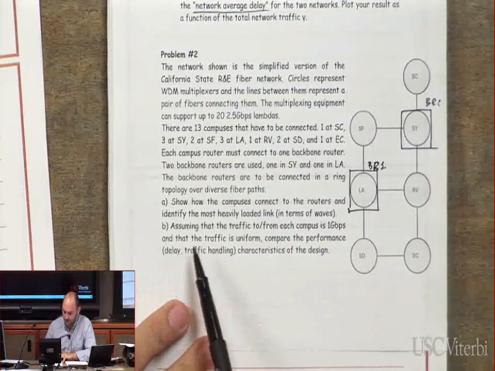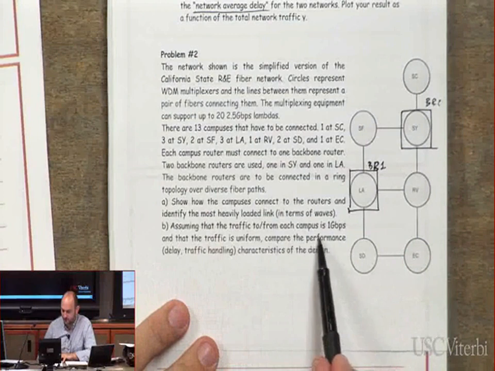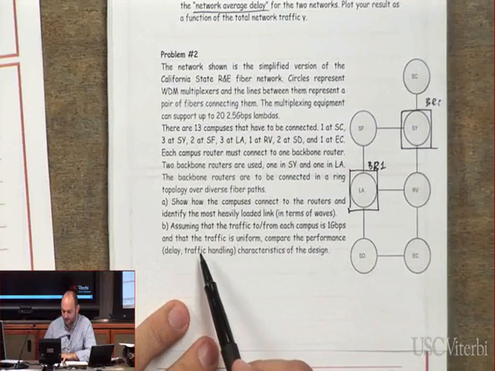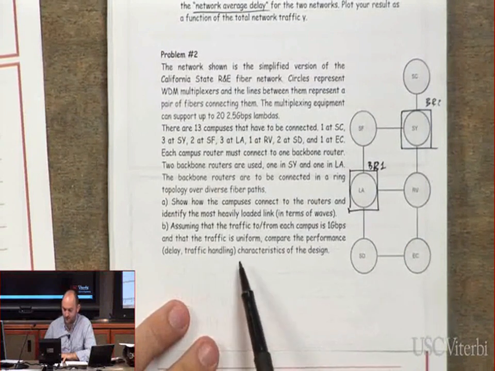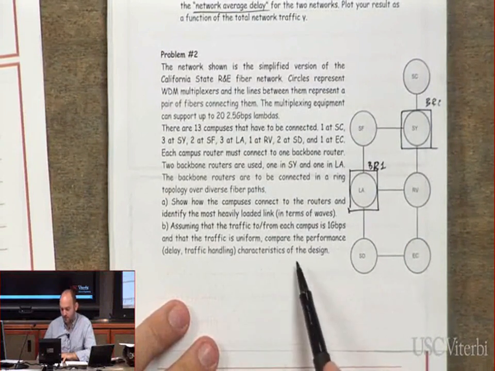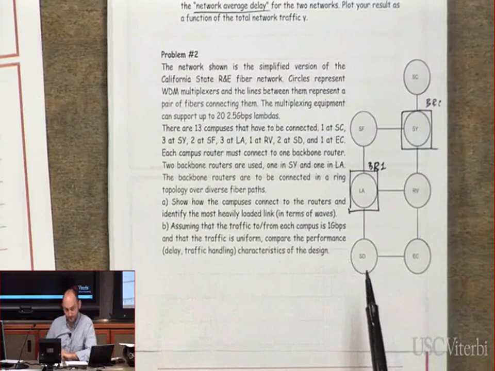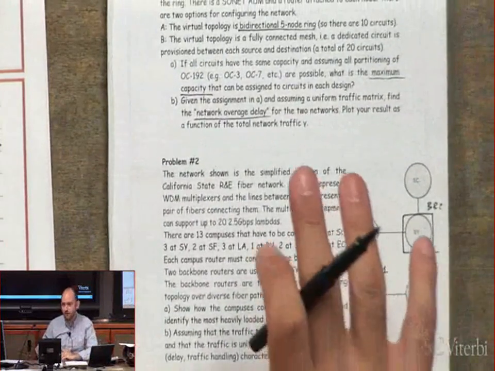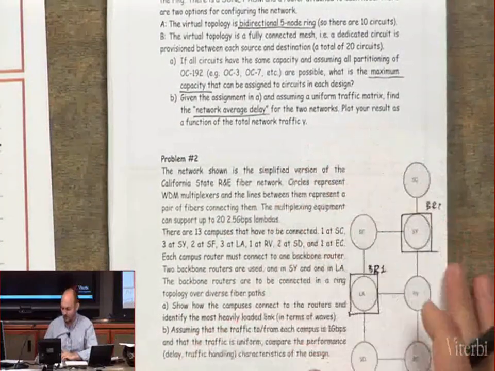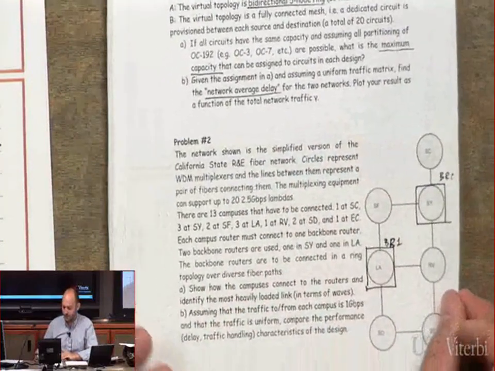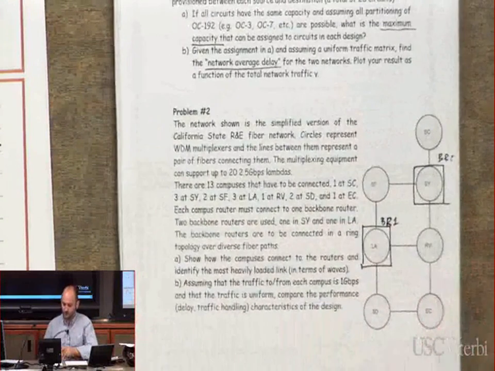Something similar to what we did. Assuming that the traffic to and from each campus is 1 gigabps and that the traffic is uniform, compare the performance in terms of delay and traffic handling, performance characteristics of the design. Okay, now, for that, don't worry, we'll do a full solution. I'm not going to leave it like this. So you can think about it and maybe discuss next time, or maybe we'll post a solution. We'll see.